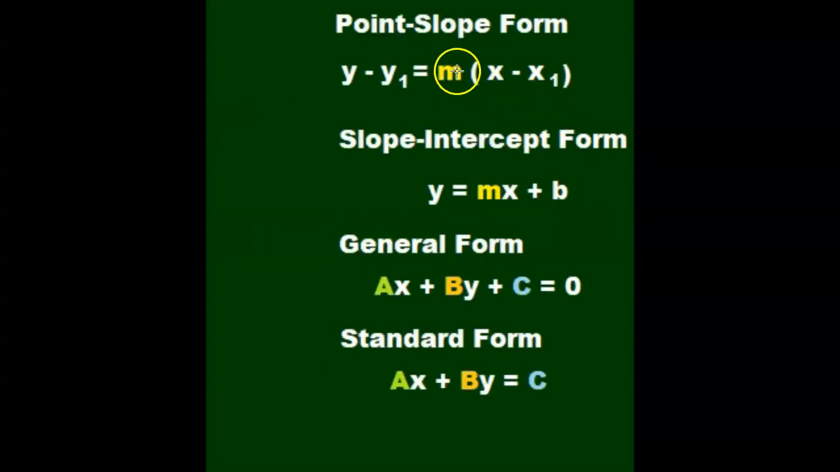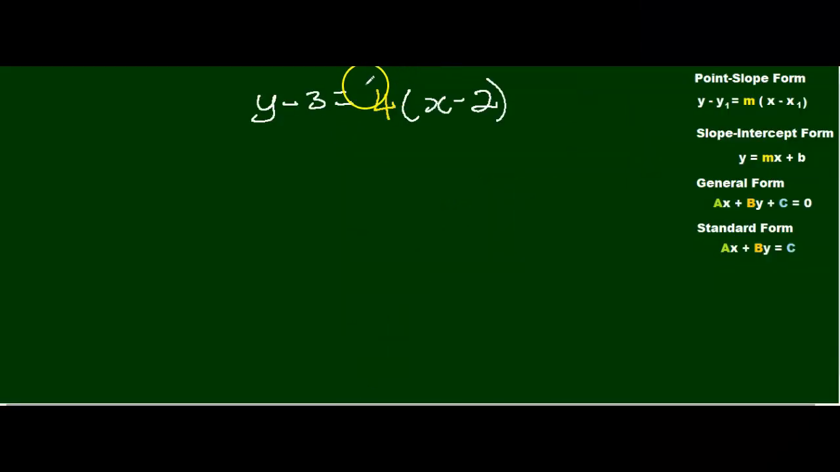Remember that the m in the point-slope form and the slope-intercept form represents the slope, which is rise over run. Recall that the slope in this example is 4, and a point that passes through this line would be 2 and 3. If we want to convert this into slope-intercept form, we have to have it in the form y equals mx plus b.